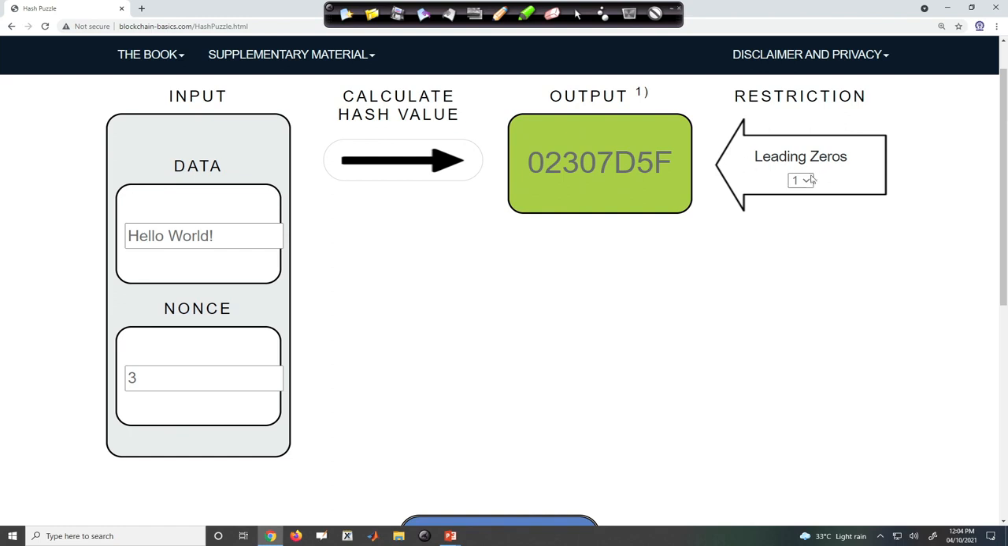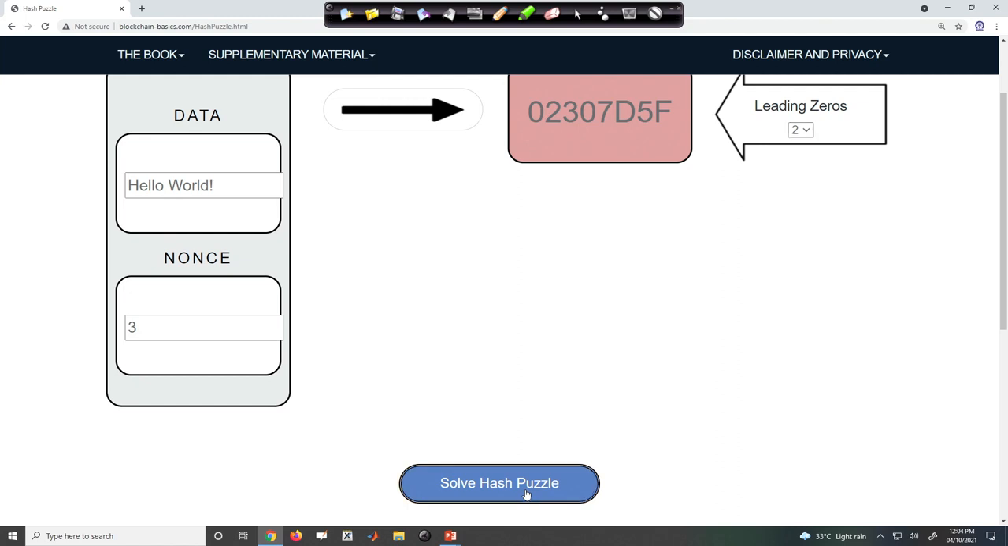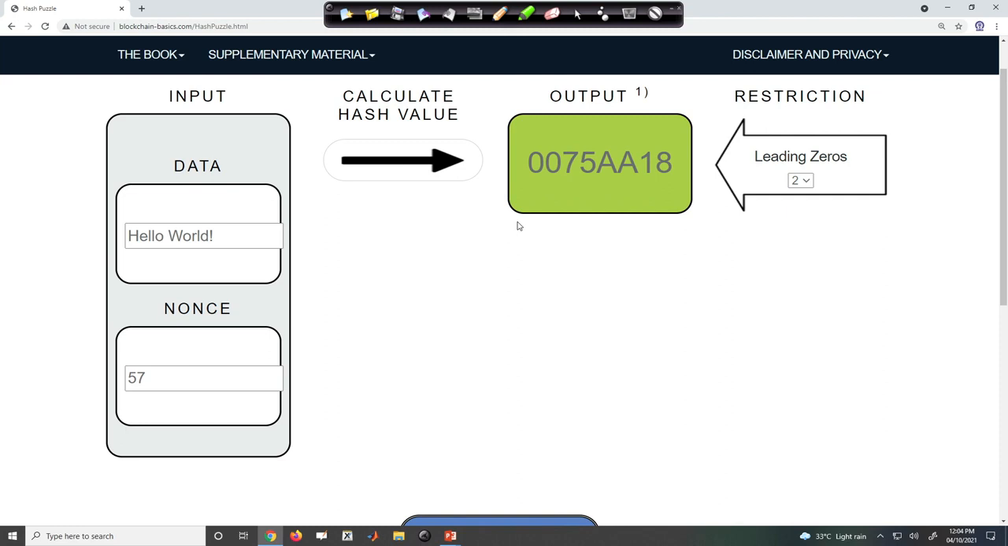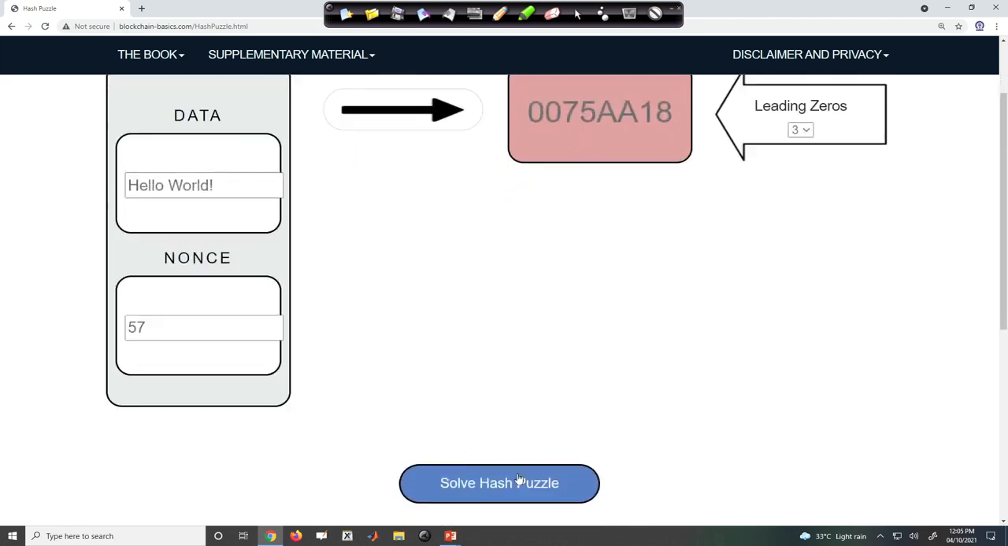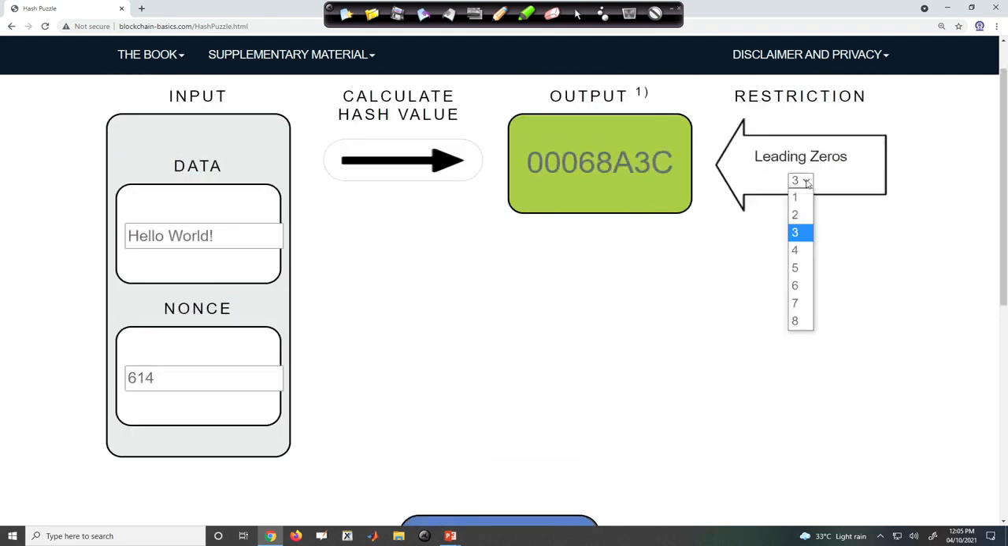But now let us change this number of leading zeros to 2, and then I try to solve the puzzle, and then it shows that with a nonce of 57 I get 2 leading zeros. So, this is what is meant by leading zeros here. And then also you see that I had to sequentially go from 0, 1, 2, 4 up to 57 to get the solution. Now, if here I change the number of leading zeros to 3, and then I again try to solve the hash puzzle, it is shown that at 614 I get the solution, and you can see that there are 3 leading zeros and so on.